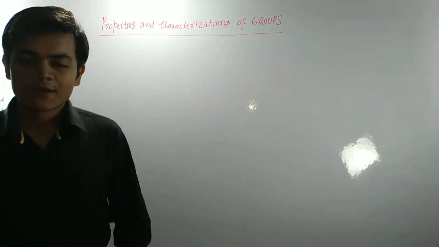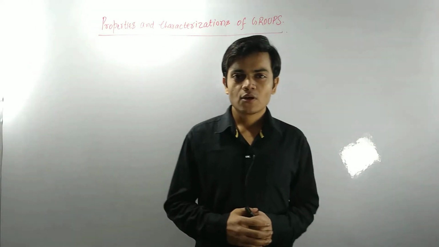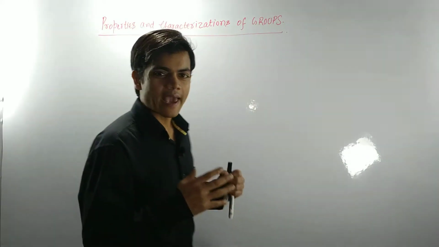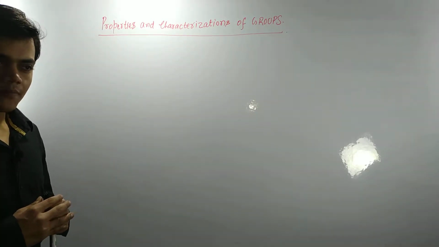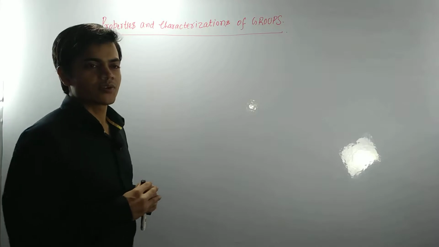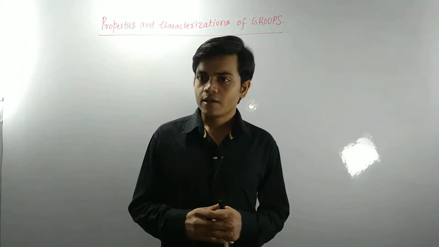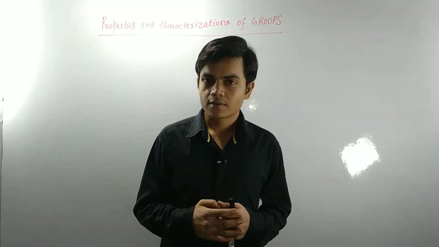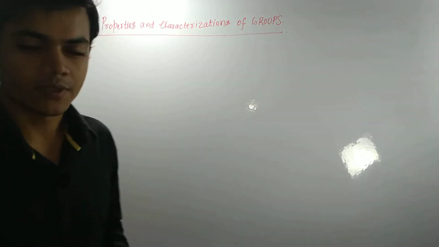Hello everyone. So after defining various examples of groups, we are here to discuss the properties and characterization of groups. Okay, so you have seen the fact that a non-empty set with one binary operation is called a group if it follows the four properties. It is abelian if it also follows commutativity.